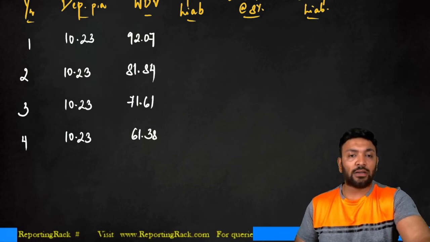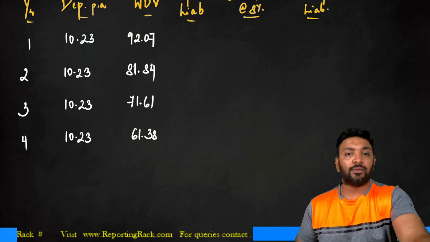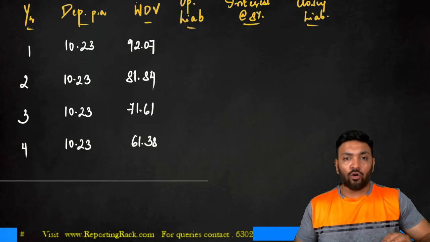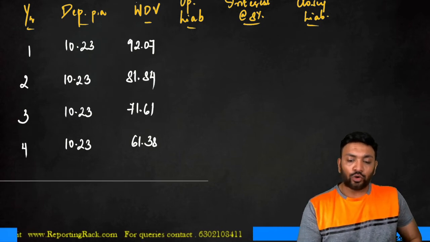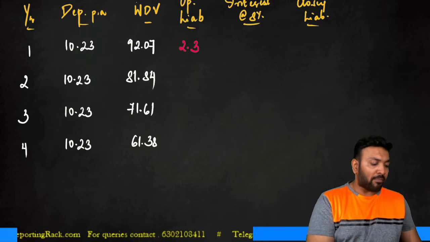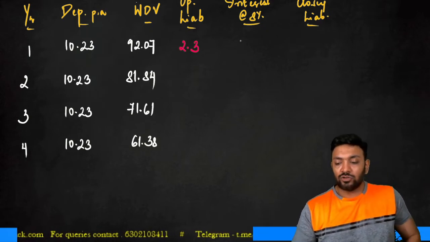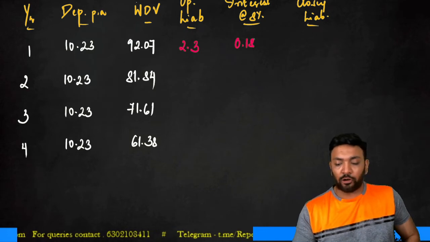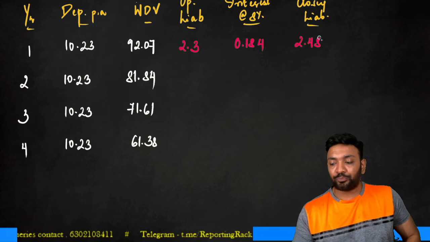Let's come back to decommissioning liability then. What is the decommissioning opening liability, guys? Opening liability of decommissioning cost is 2.3, multiplied by 8%, 0.184. So this will be 2.484.